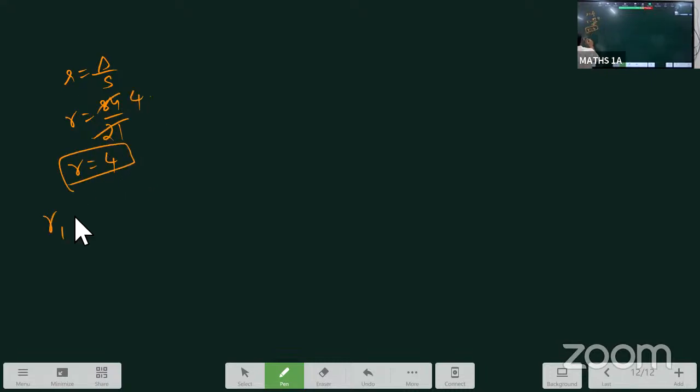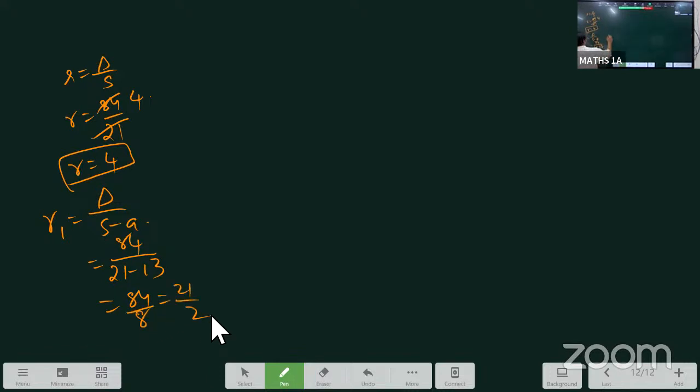Now I'm having delta. Now let us start. Small r is what actually? Delta by S. 84 by 21. R is 4. 21 times 4 is 84, it cancels. Next R1. Delta by S minus A. What is delta? 84. 21 minus A is how much? 13. That is 84 by 8, which is 21 by 2.